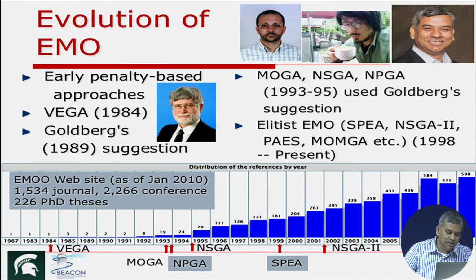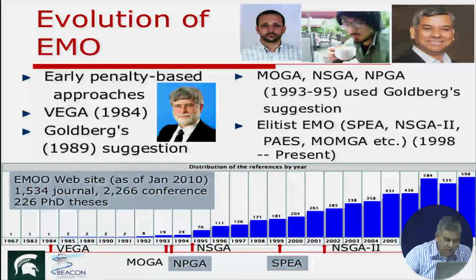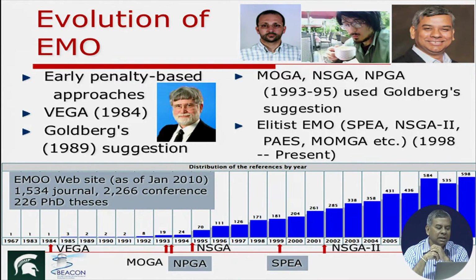Then Goldberg, in his book in '89, he always comes in at every key event in this field, right? He made a 10-line suggestion in his book about how to make a multi-objective algorithm emphasize non-dominated solutions and less crowded solutions. He didn't simulate anything, but this is just a suggestion he made.